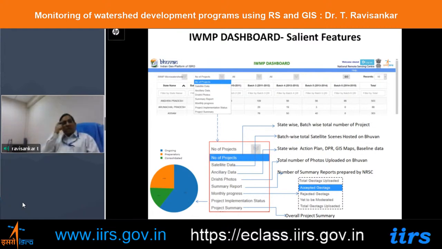And here what I would like to comment is that this particular dashboard has enabled DOLR to see if any particular state is lacking or lagging in progress. They can alert them so that the works can be improved. So it is a tool that has come in handy for them to see that the efficiency in the implementation of this program has increased.